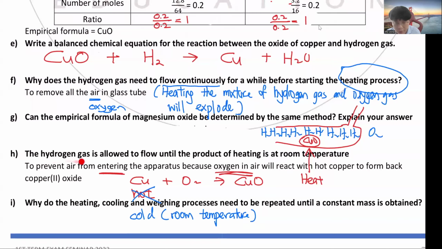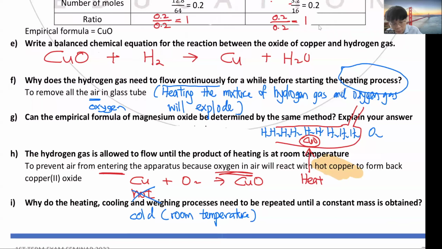Only then do you stop the hydrogen gas, and the oxygen will flow back. When it's cold, it won't react with the copper again. So you have to make sure that air doesn't enter, because oxygen will react with hot copper to form back the copper 2 oxide. That's why you need to wait for the copper to become cold. These are the standard questions that will come out for these 2 experiments. So in your first term, you need this to help you get good marks.